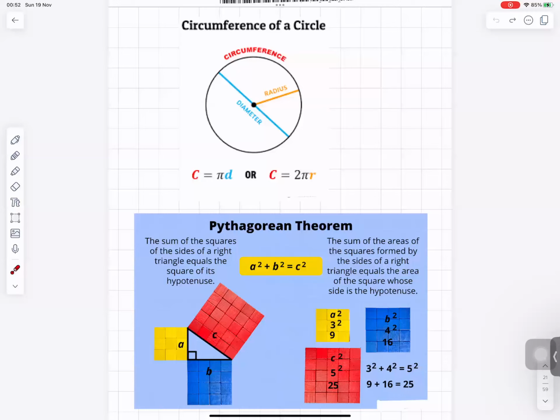This is some information I put on the circumference of a circle: 2 pi r, or you can use pi times diameter. That's another way to do it. It might be quicker, pi times that diameter. And this is Pythagoras' theorem, to help you remember how to use it. A squared plus b squared equals c squared. A is the yellow area, B is the blue area, and C is the red area.